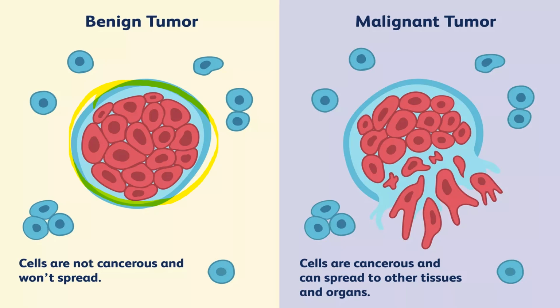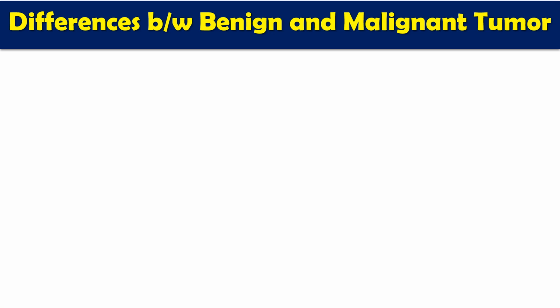These benign tumors are not going to spread. They will not move from the original place. Whereas in the case of a malignant tumor, we don't have encapsulation. That capsule is going to be broken and cells are going to detach from the original place. It will spread through the blood throughout the body. So the cells are cancerous and can spread to other tissues and organs.